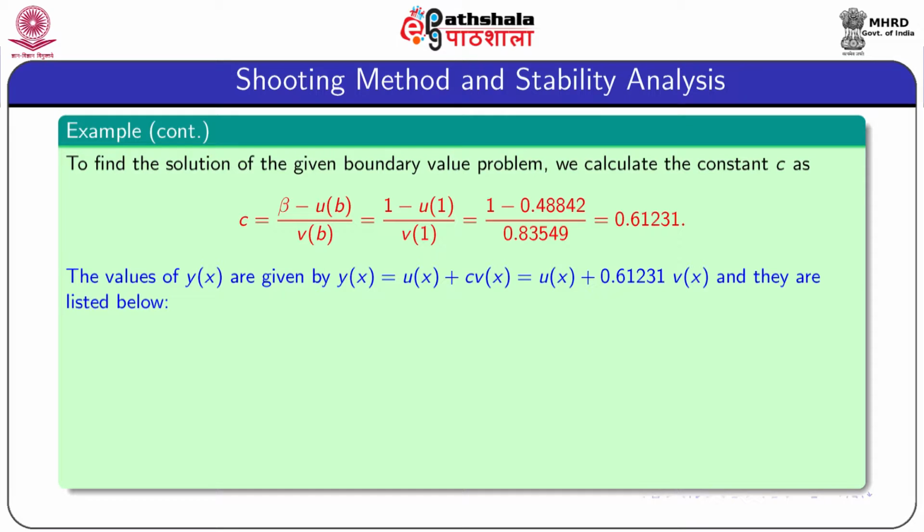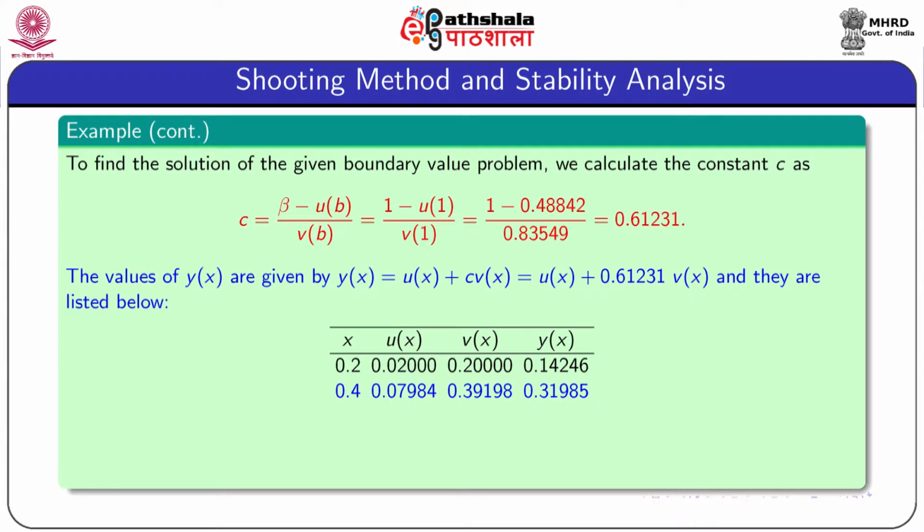So, using this value, the values of y at different values of x are given by y(x) equal to u(x) plus C into v(x), which is equal to u(x) plus 0.61231 into v(x). And the values for different values of x are given in the following table. The first row represents the value of x, that is 0.2, the value of u is 0.02, the value of v is 0.20, and using the above formula, the value of y is calculated as 0.14246. Similarly, these are the values of x, u, v and y.